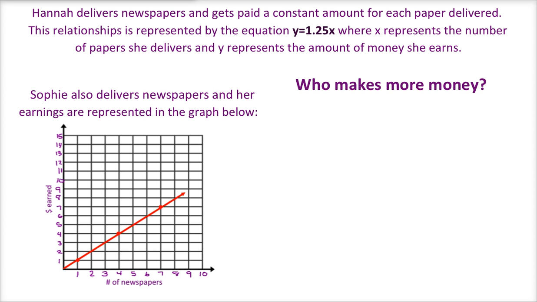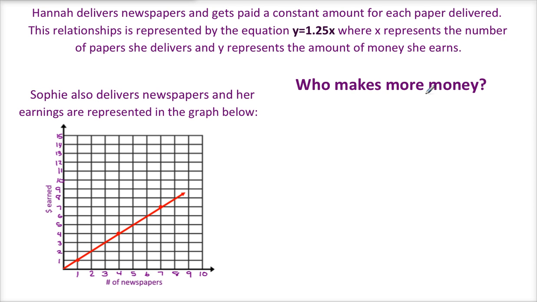Here's our first example. It says Hannah delivers newspapers and gets paid a constant amount for each paper delivered. This relationship is represented by the equation y equals 1.25x, where x represents the number of papers she delivers and y represents the amount of money that she earns. Now, Sophie also delivers newspapers and her earnings are represented in the graph below.